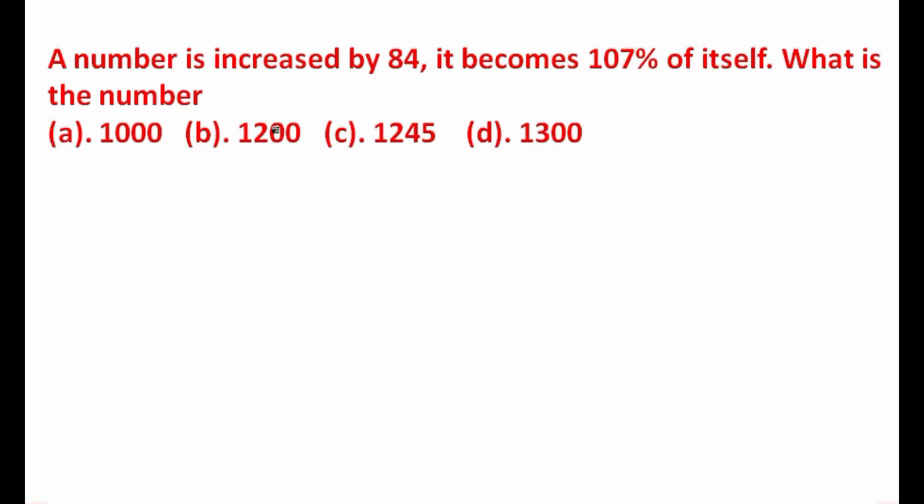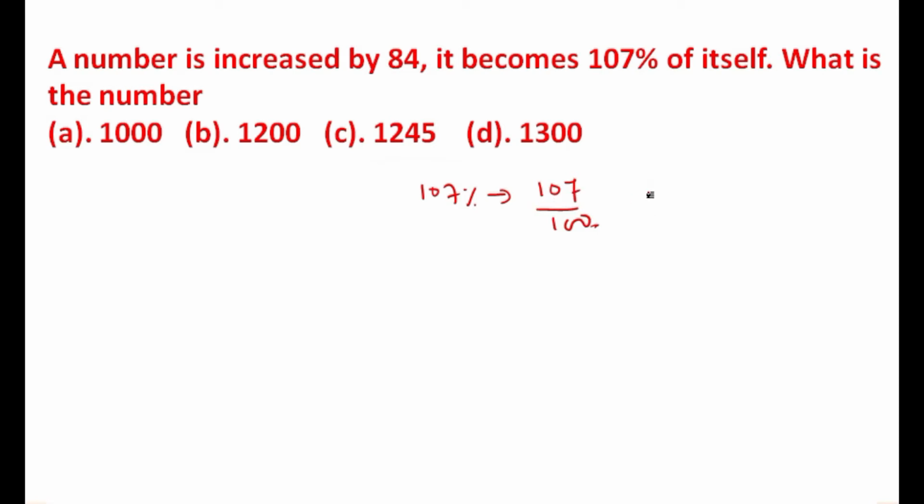A number is increased by 84. When a number is increased by 84, it becomes 107% of itself. Okay. What is the number? Very good question. Look, we know that 107% means 107 by 100, right? It is said in the question, when this number is increased by 84, it becomes 107% of itself.